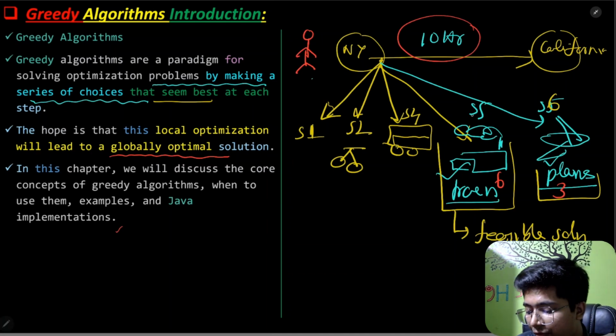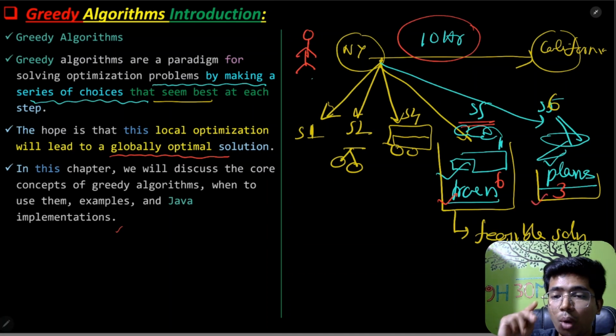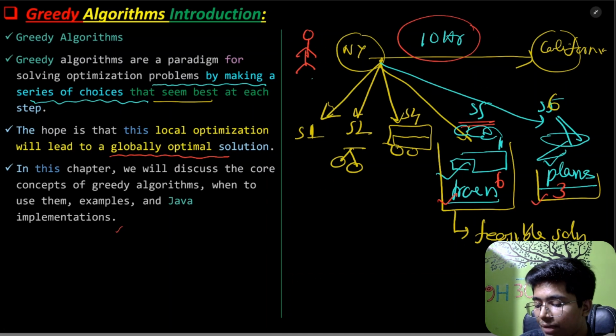So strategy 5 took 6 hours, and strategy 6 took 3 hours. So they both followed the condition or constraint that was given. Whichever follows the condition or constraint given is called a feasible solution.